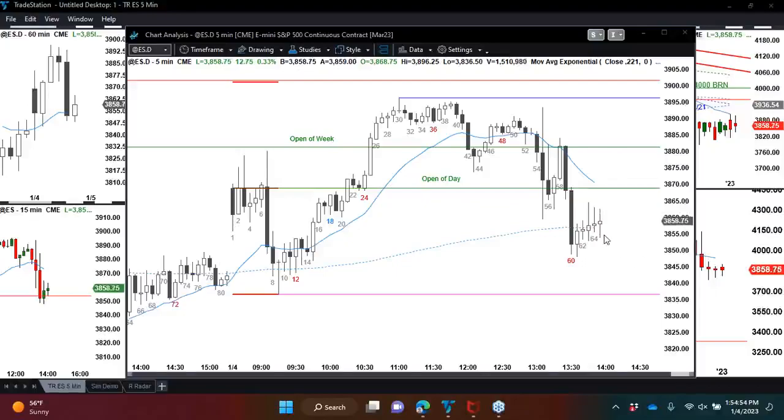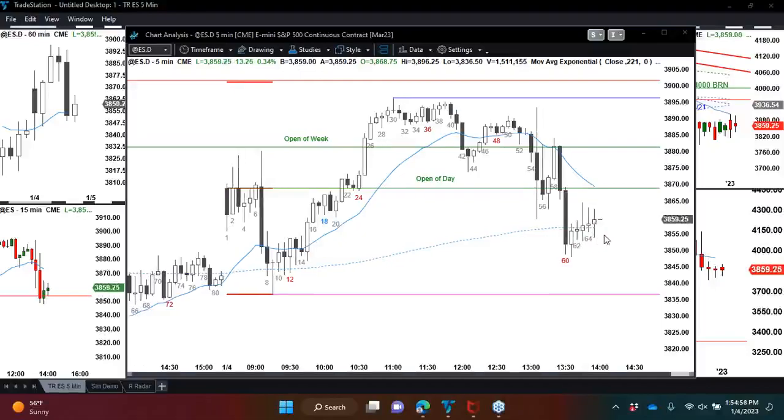So 8 seconds left in the bar. Let's see how this bar looks. Will it be another doji bar, or will it close near its high? So disappointing for both sides.